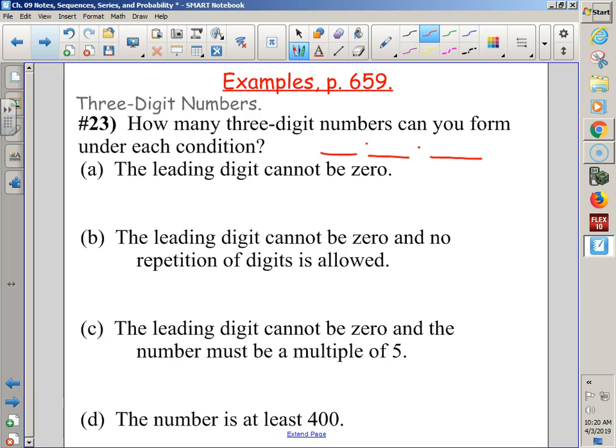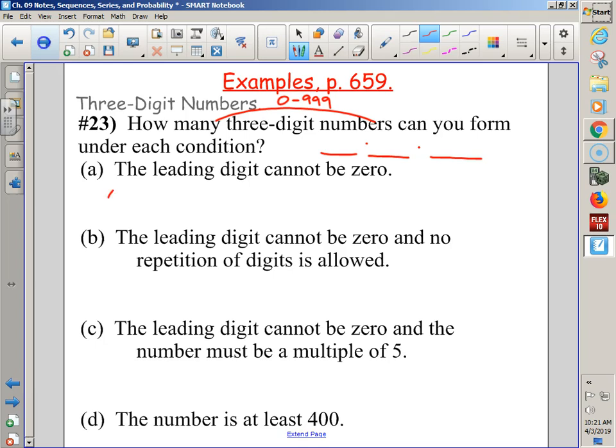For instance, if the leading digit can't be 0, 3-digit numbers, aren't those all the numbers 0 to 999? Because 1,000, well, that's 4 digits. That doesn't work. So how many numbers are here, guys? 1 through 999 plus the 0, so 1,000. But if the leading digit can't be 0, who's been left out? 000, 001, 002, 003, 010, 020. All the ones up through 100 are not allowed.